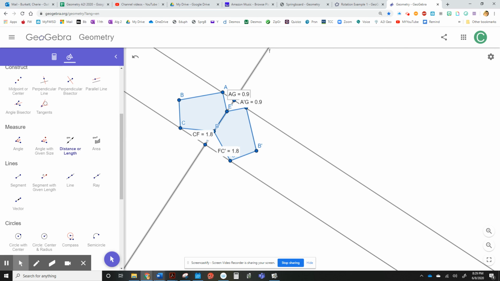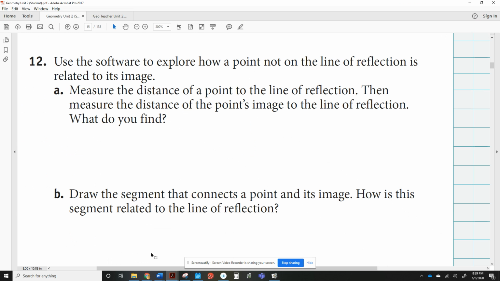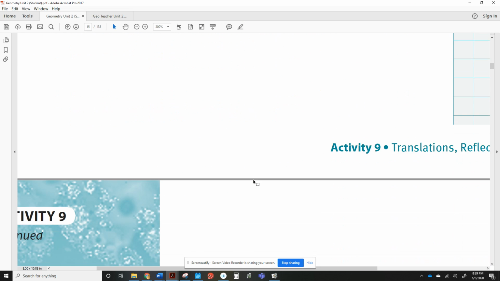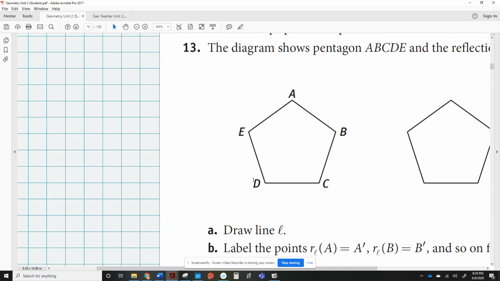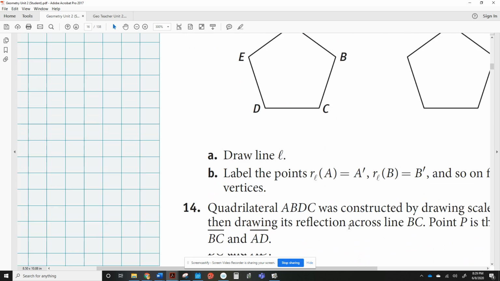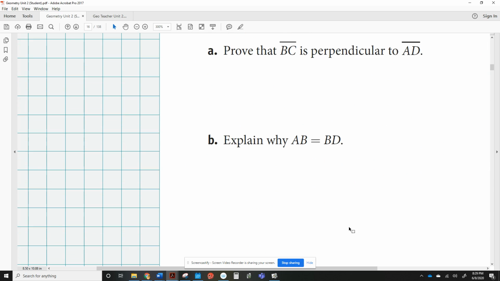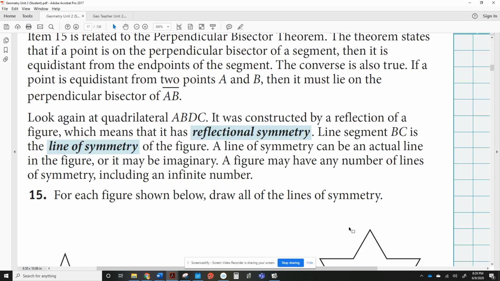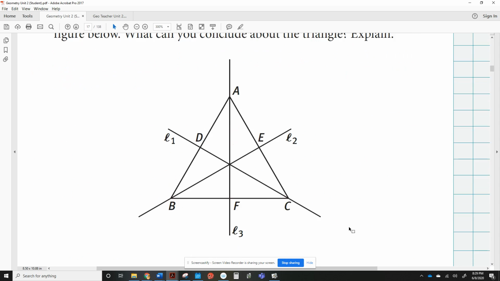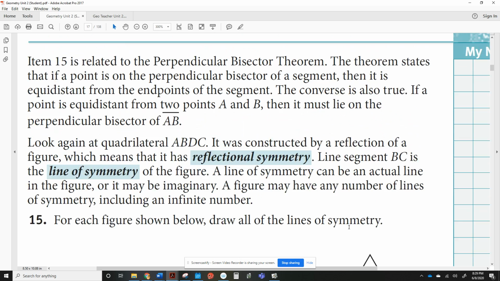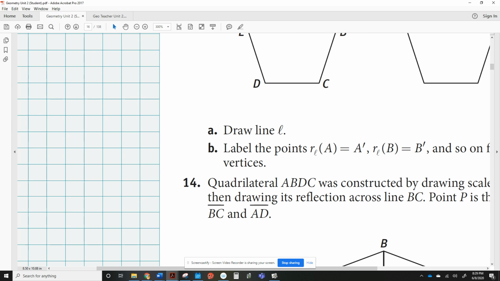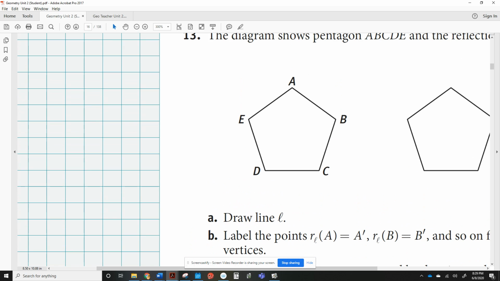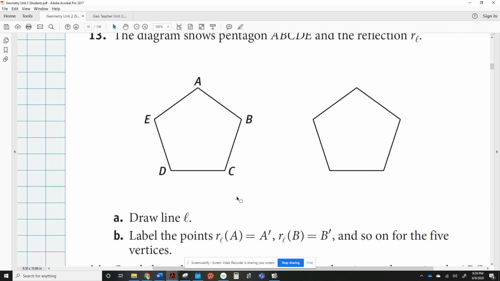So we've done everything that we were supposed to do for 12. And then that leads us to what's the difference in this picture right here? It does not have a coordinate plane. So since it's not on a coordinate plane, we can still have lines of reflection. And let's see if I have time to finish this one.